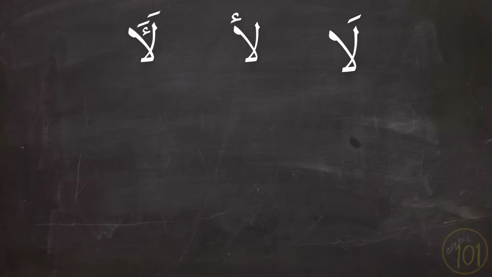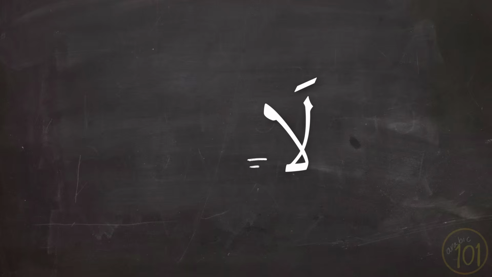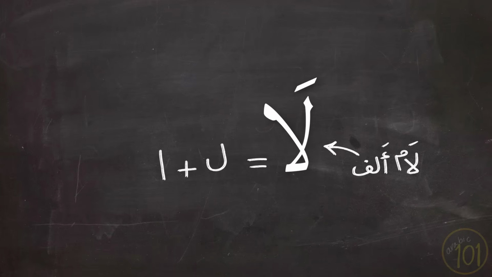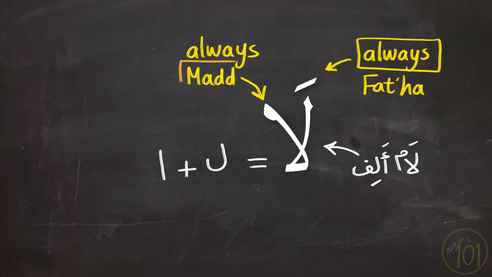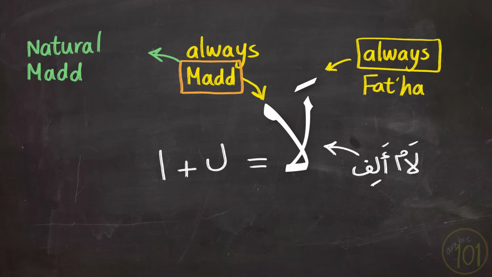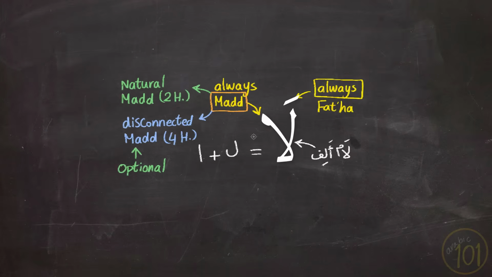So let's get started with the easiest and the most obvious of the 3. We get this shape when Lam is followed by an Alif, and that's why we call it Lam Alif. In this combination, the Lam will always have Fatha on top of it, since it is followed by a long vowel Alif. The important thing to remember with this combination is that the Alif will always be in a position of med, either the mandatory natural med, or in Arabic, med tabi'i of 2 counts, or the optional disconnected med of 4 harakat, when it is followed by a Hamza, like in these examples.